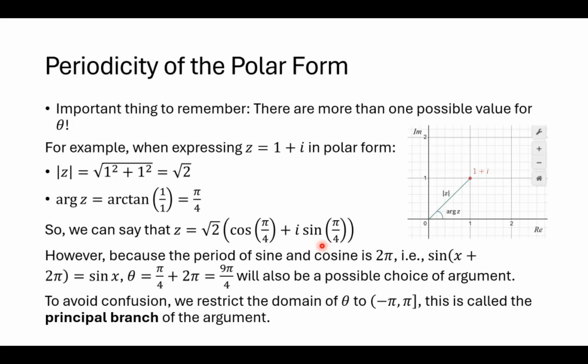However, because the period of sine and cosine is 2 pi, if you have a sine of a number plus 2 pi, this will just equal the sine of the number itself. The 2 pi basically doesn't do anything there. So if you take your theta, which is pi over 4, and add 2 pi to it, you get 9 pi over 4. This will also be a possible choice of argument. Due to this, to avoid confusion, we'll restrict the domain of theta from minus pi to pi. This is called the principal branch of the argument.